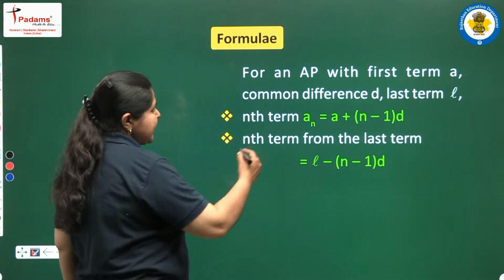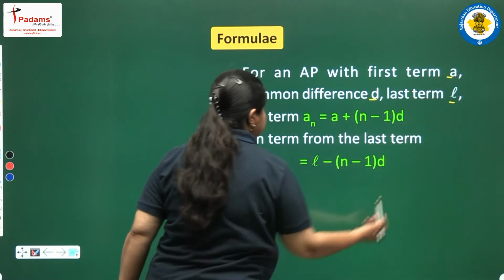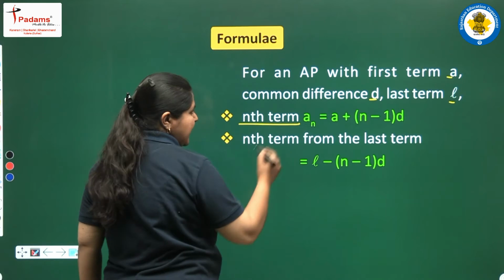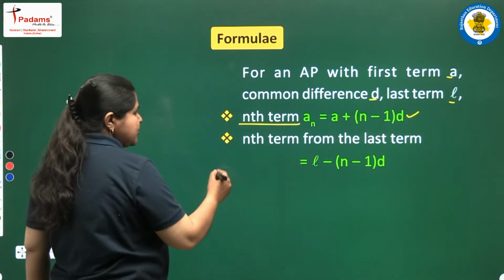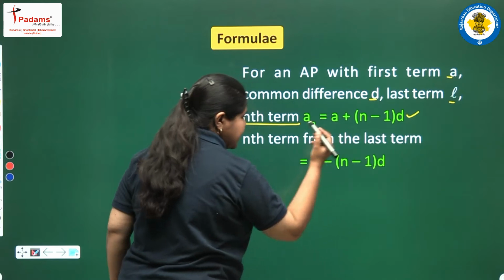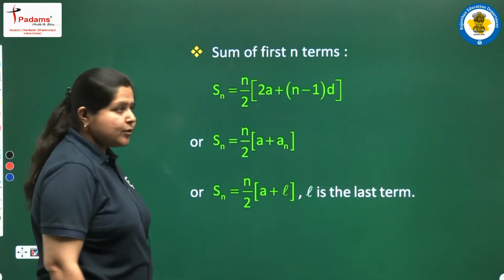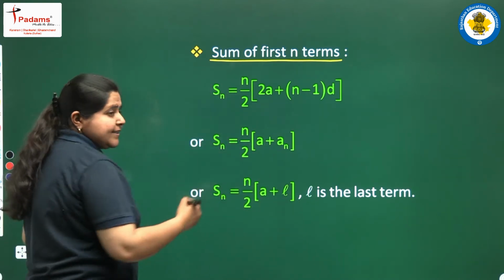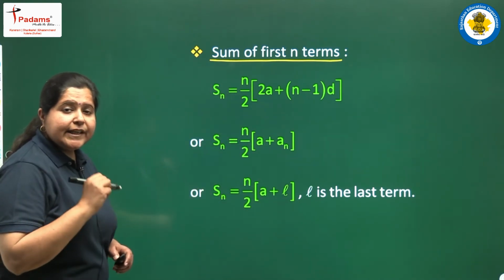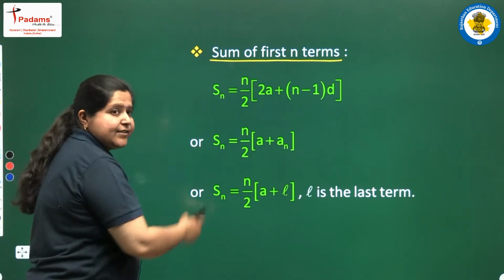We know that for an AP with first term a, common difference d and last term l, the general nth term is given by an equal to a plus n minus 1 into d. Also the nth term from the last term is given by l minus n minus 1 into d. We also know that the sum of first n terms is given by either of these three formulae, and depending on the information given in the question, we select one formula out of these three formulae.